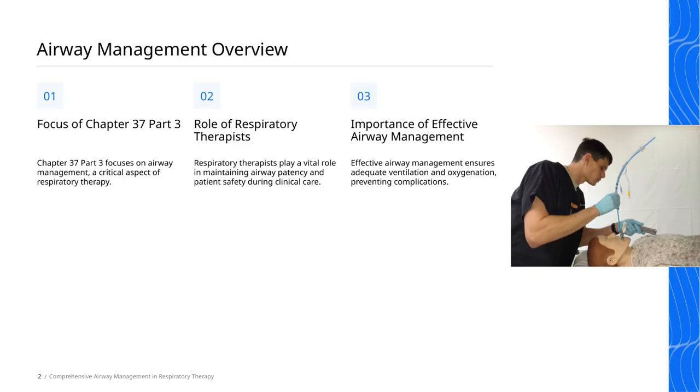Let's take a moment to look at the overview of airway management. As respiratory therapists, our goal is to ensure that patients can breathe effectively. Proper airway management is all about providing adequate ventilation and oxygenation, which are essential for patient stability. When we manage the airway well, we can prevent many complications that might arise from airway obstruction or inadequate breathing.